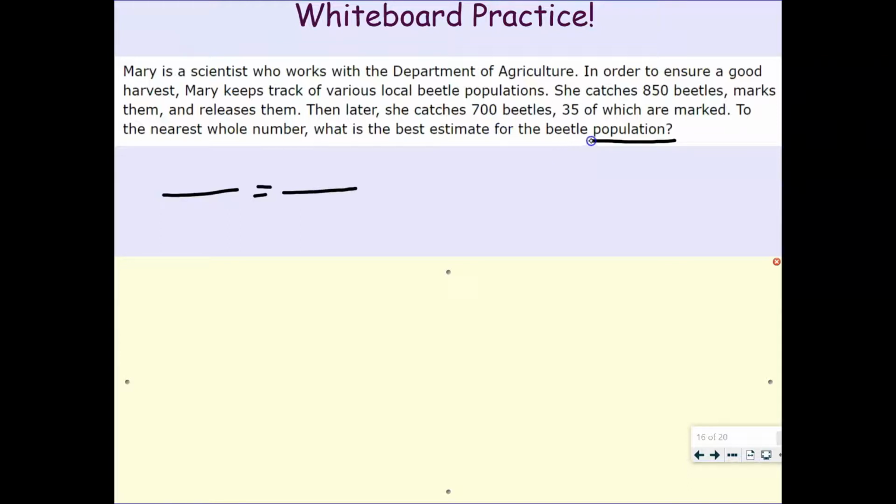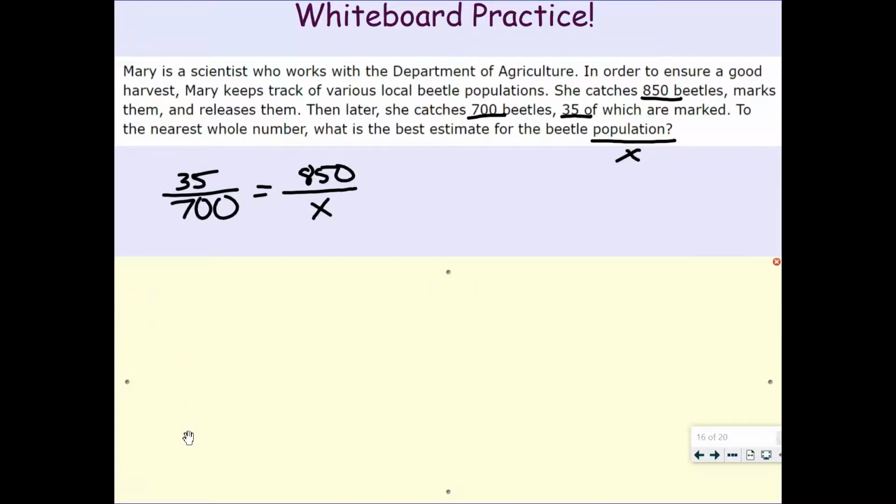We want to know the whole population. Okay, that's our X. She originally marked 850 beetles. Then later, she caught 700 and 35 had marks. So you have 850, 700, 35, and X. Go ahead and pause, think about it, and just fill out the proportion.